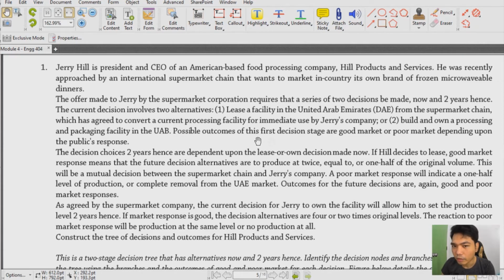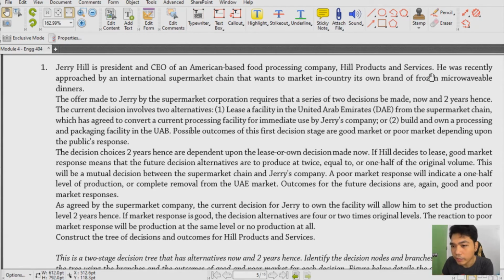So, possible outcomes of this first decision stage are good market or poor market depending upon the public's response. So, yun sa una nating choice, it could be good or bad lang yung kakalabasan natin or good or poor, diba? So, yun yung decision natin na we have to think for this present time, no? And then the decision choice 2 years hence, so ito na yung nasa future na tayo, no? Dependent yun dun sa gagawin nating decision today.